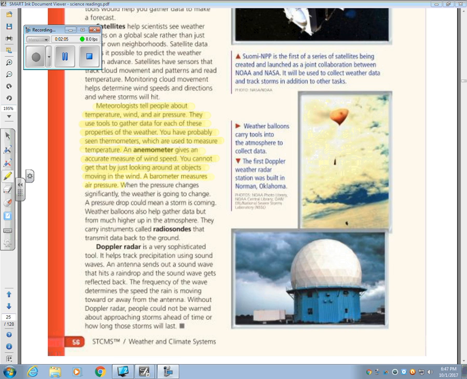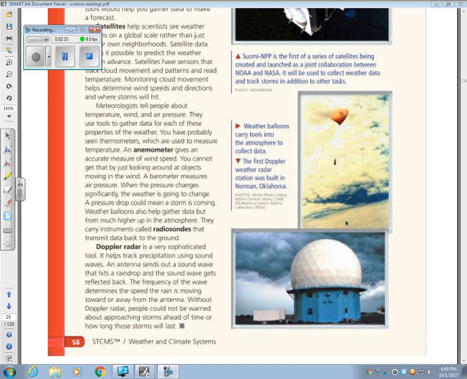A barometer measures air pressure. When the pressure changes significantly, the weather is going to change. A pressure drop could mean a storm is coming. Weather balloons also help gather data, but from much higher up in the atmosphere. They carry instruments called radiosondes that transmit data back to the ground.